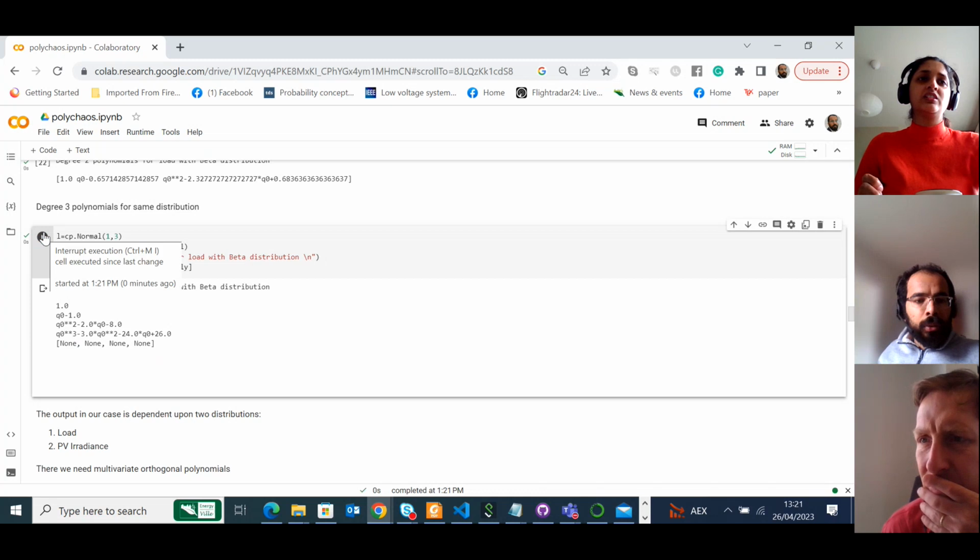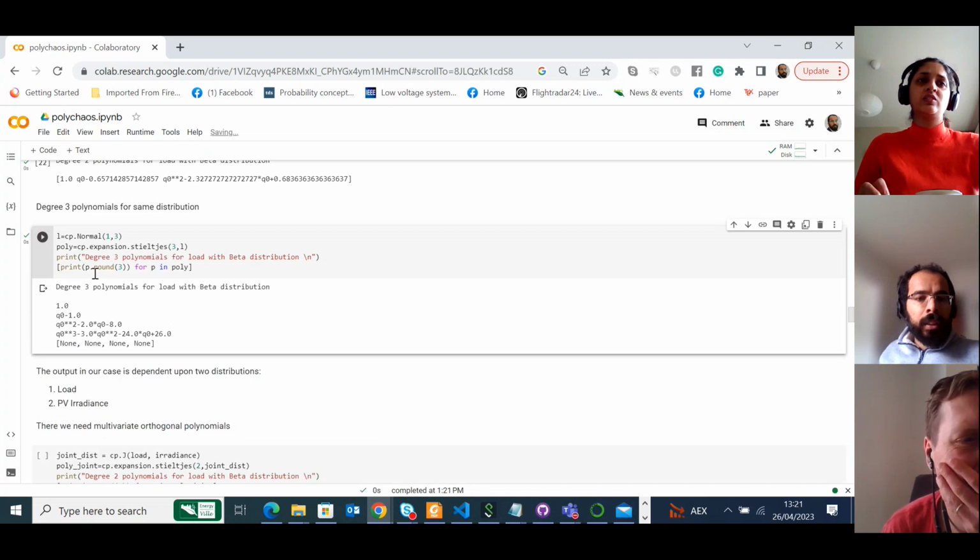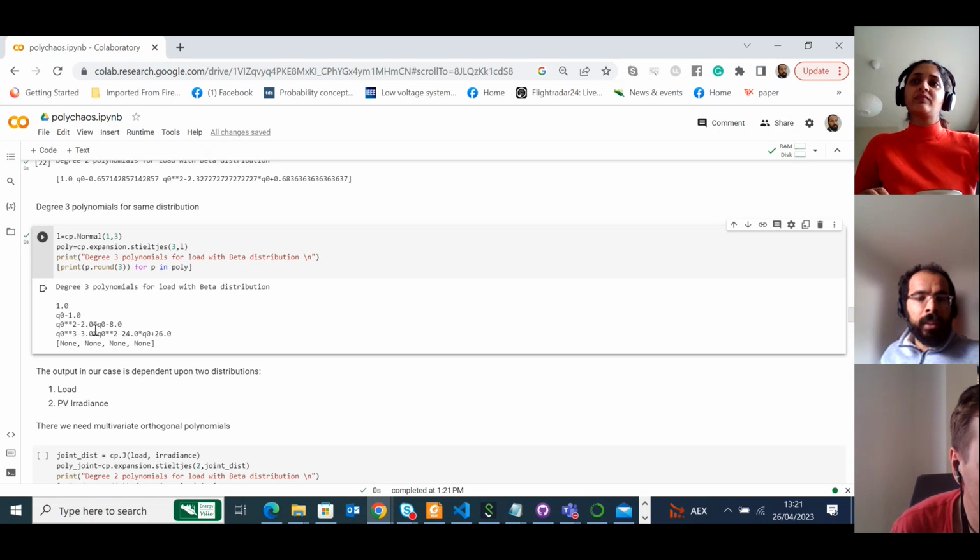Okay, so it's different now, you see. This was the polynomial for the beta distribution. Now for Gaussian, it's different. So these are all defined.